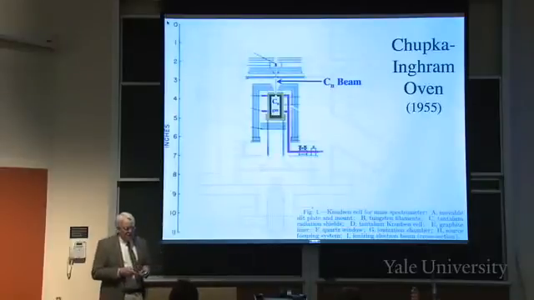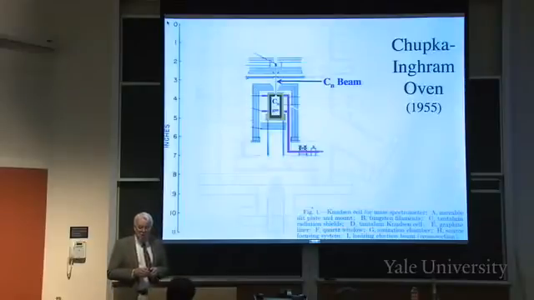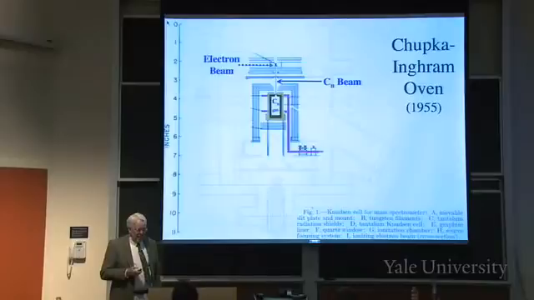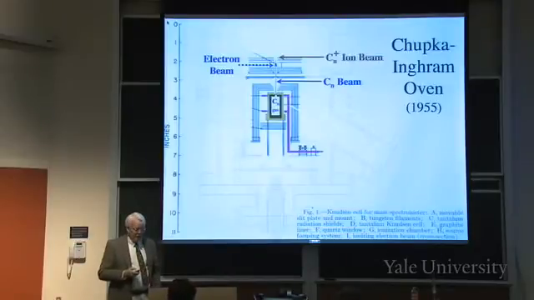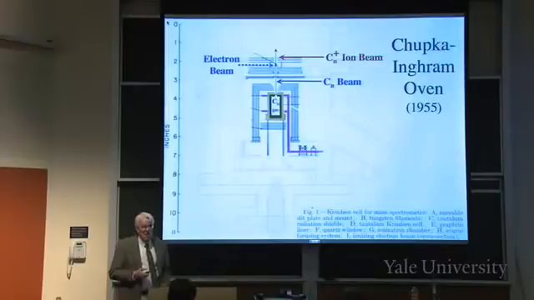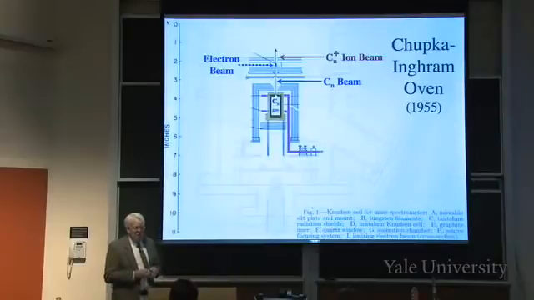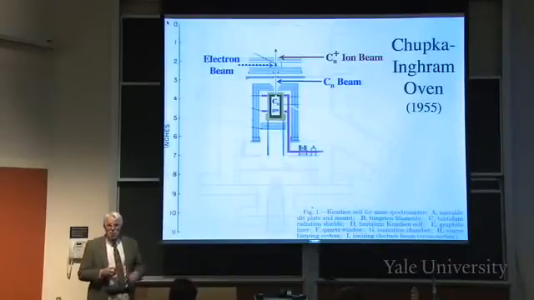Now, so there's a beam of carbon species coming out, gaseous carbon species. This is all at very, very high vacuum, right? And then up there, an electron beam comes across and hits these carbon things and knocks electrons out of them. And that converts them into C+, C2+, C3+, C60+, okay? So you have a beam coming out of these charged carbon species.